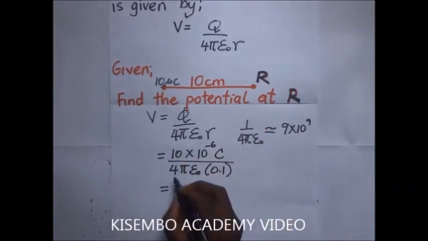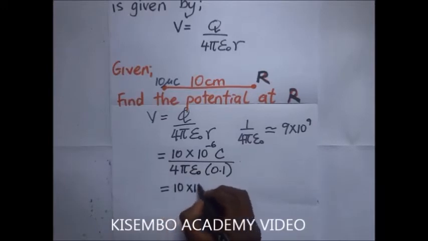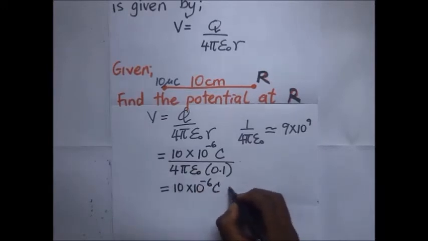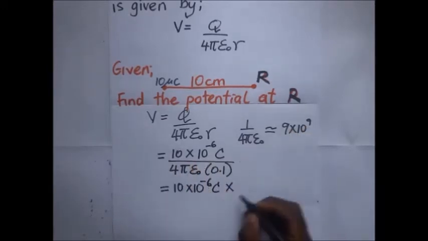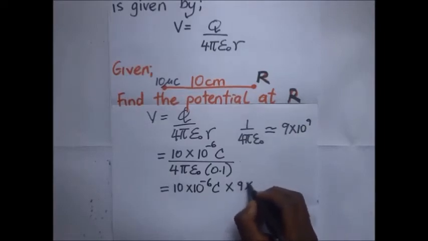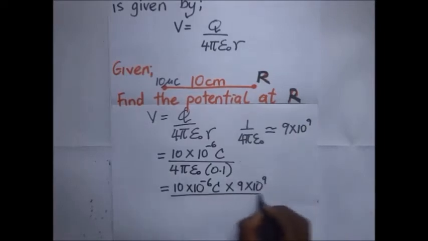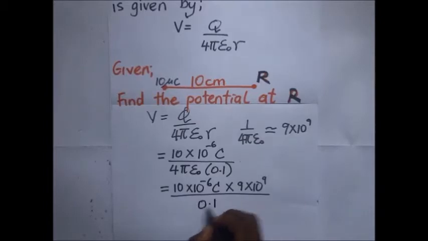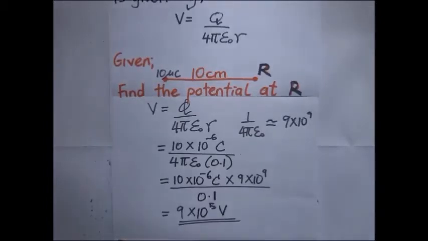So it means that this is going to be 10 times 10 to the power negative 6 coulombs. Multiply that by that constant, which is 9 times 10 to the power 9. Divide all that by 0.1. And so our answer is going to be 9 times 10 to the power 5 volts, and that will be our answer. Let's get to the next example.